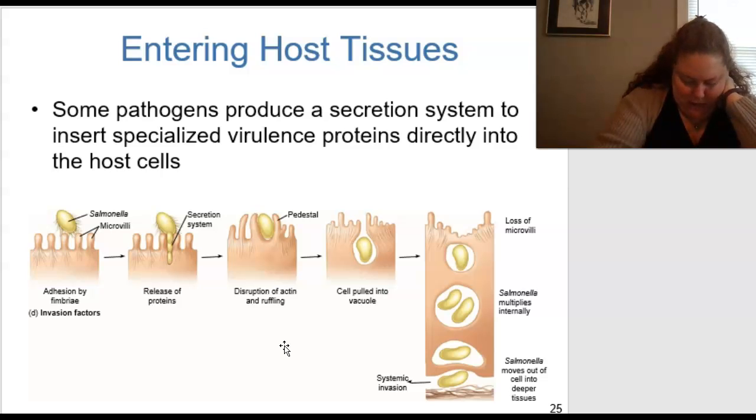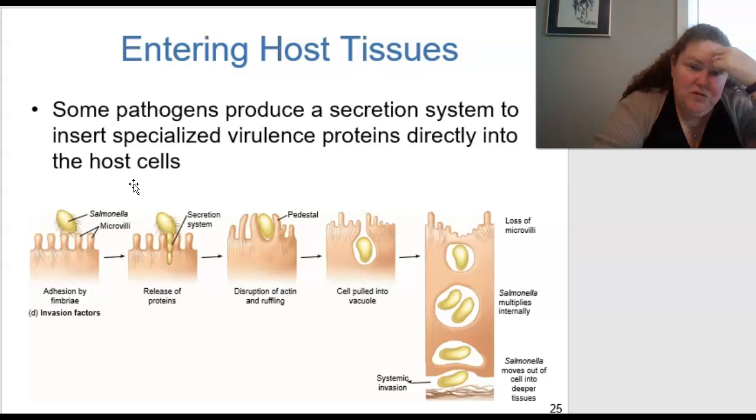What about how we enter the host tissues? Well, some pathogens produce a secretion system to insert specialized virulence proteins directly into the host cell. So again, this is discussed in figure 13.11. And what happens here is that we have adhesion, or gluing, attaching by the fimbriae. And the fimbriae are those little finger-looking protrusions. Then we have a release of proteins that are going to be included in the secretory system. Then this causes a disruption of actin and ruffling.